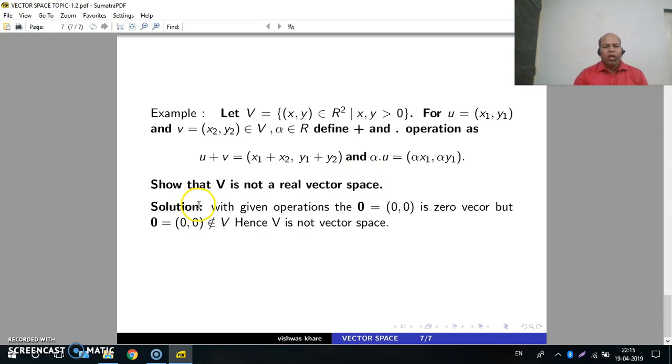Solution. Again, we'll show one of the 10 properties is not satisfied. With the given operation, (0, 0) is the zero vector, but (0, 0) does not belong to V, because V contains all tuples in which x and y are greater than 0. Hence V is not a vector space.